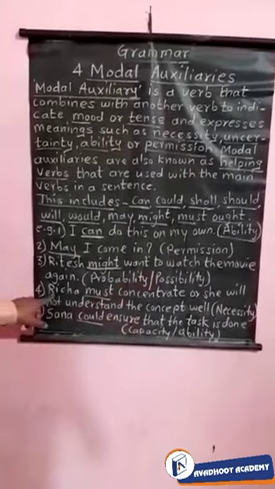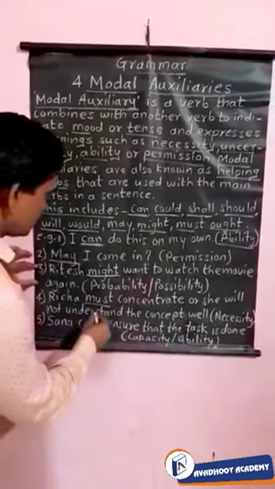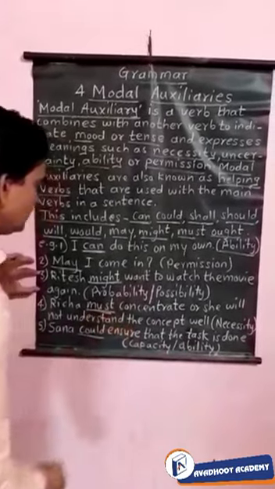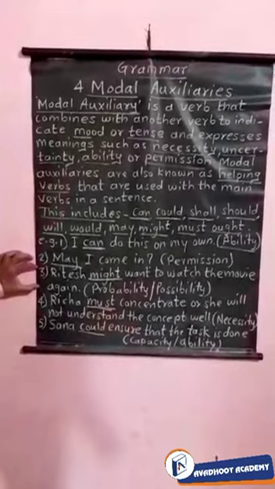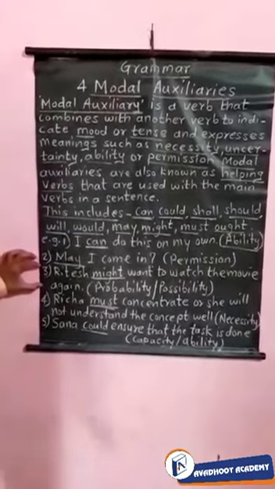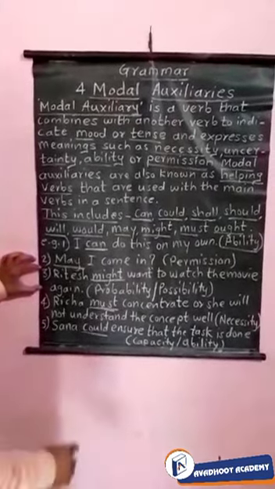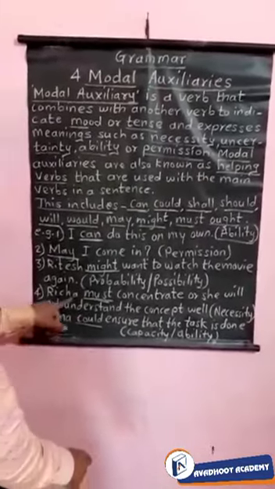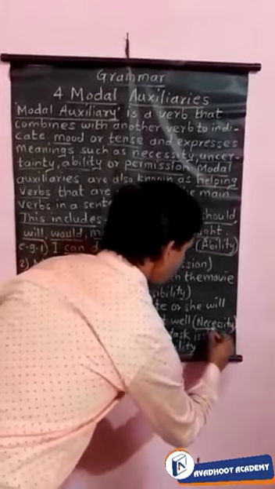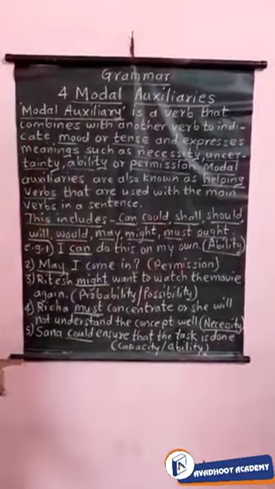Now the next example: Richa must concentrate or she will not understand the concept well. Here must is the modal auxiliary. Sometimes must is the word for compulsion or obligation, but in that sentence, must expresses necessity.